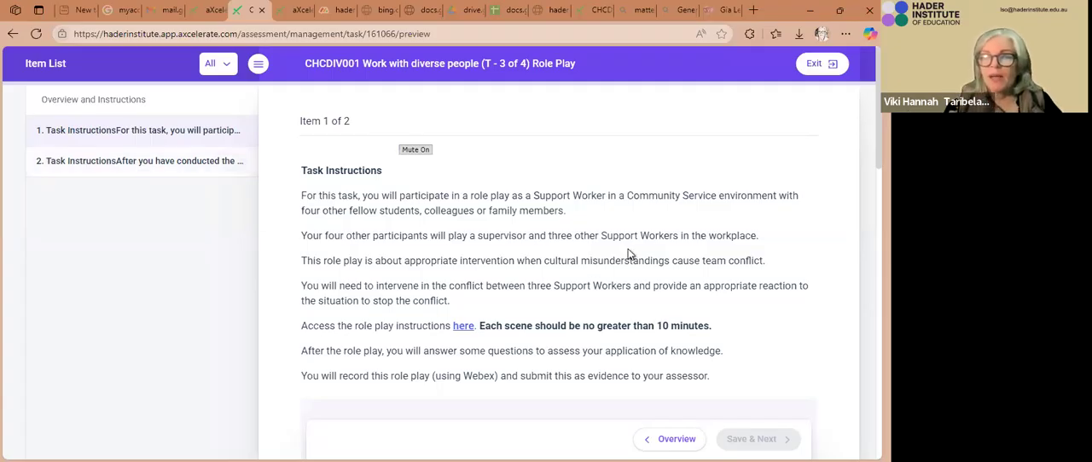In part 1, there are 3 separate scenes, and each scene it says no greater than 10 minutes, but know that where it says 10 minutes, it is a 10-minute role play. It just means not greater than 10 minutes. So if you produced a role play that was 9 minutes, we'd be perfectly okay with that. If you produced a role play that was 3, it would not be sufficient for us to be able to assess you. And I want to show you what assessors are looking for.